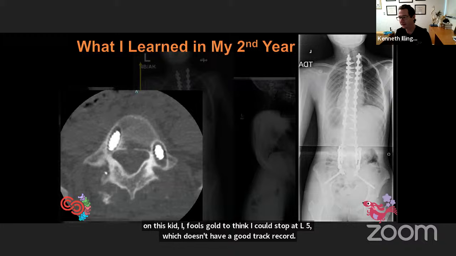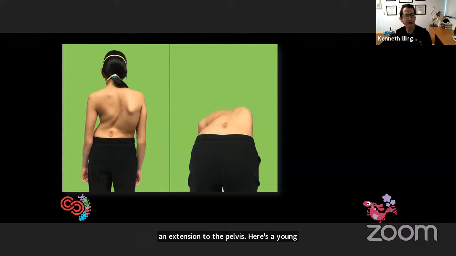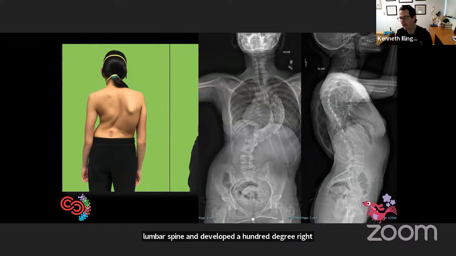Here's a young lady who had a previous intradural tumor excision from the lumbar spine and developed a 100-degree right thoracic curvature. My plan for this patient actually was not to do halo gravity traction, it was planned to do a one-stage intraoperative posterior spinal fusion instrumentation with possibility of temporary internal distraction rod. And we had her all scheduled for surgery, and I was seeing her the week before surgery, and we were signing blood consents and so forth.